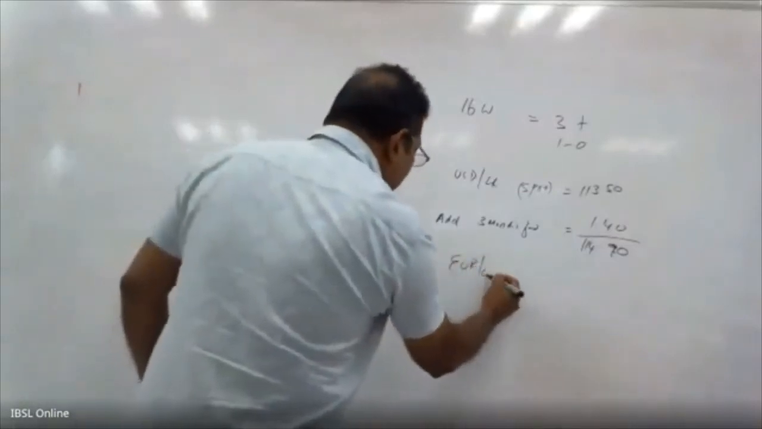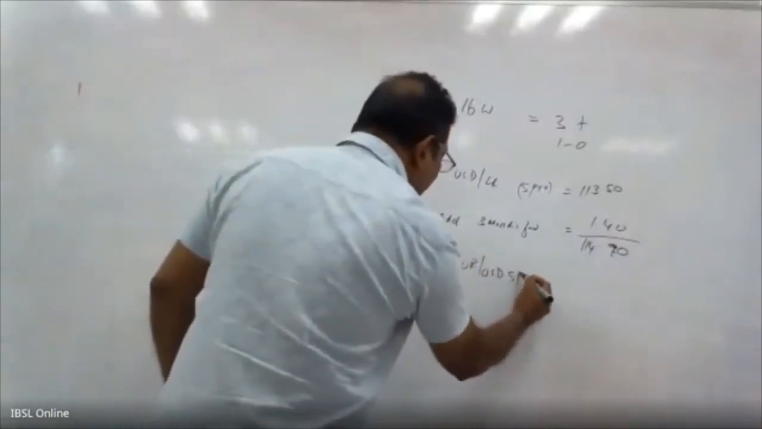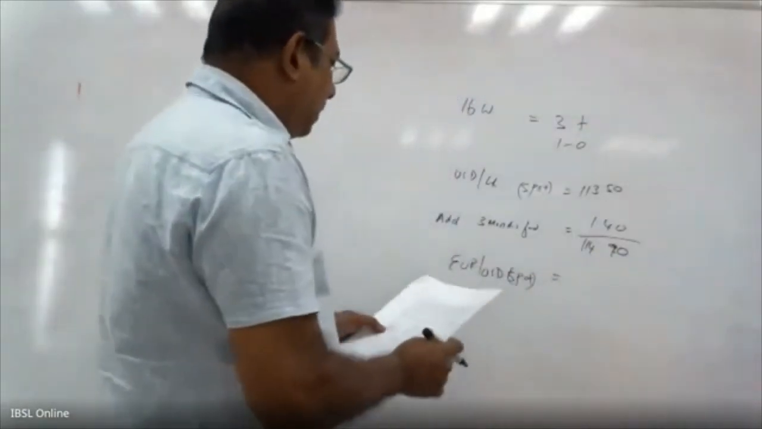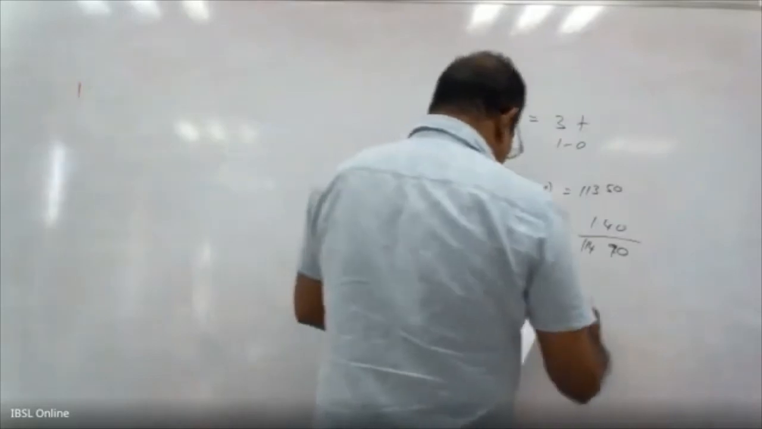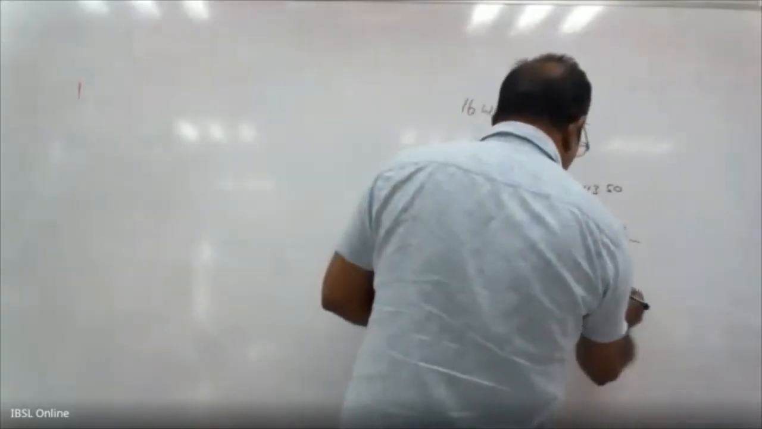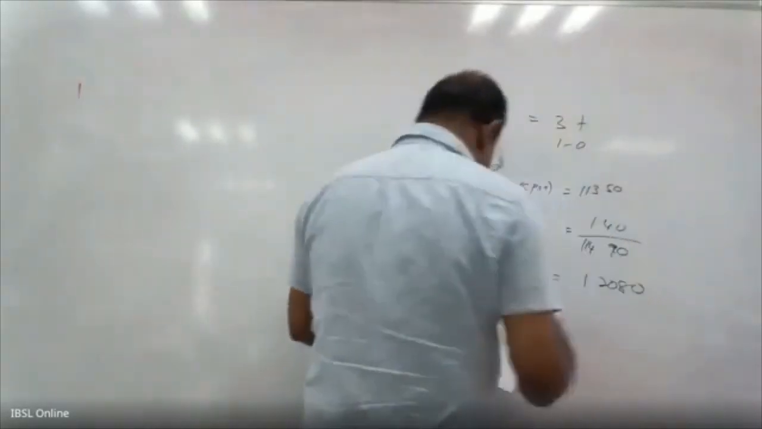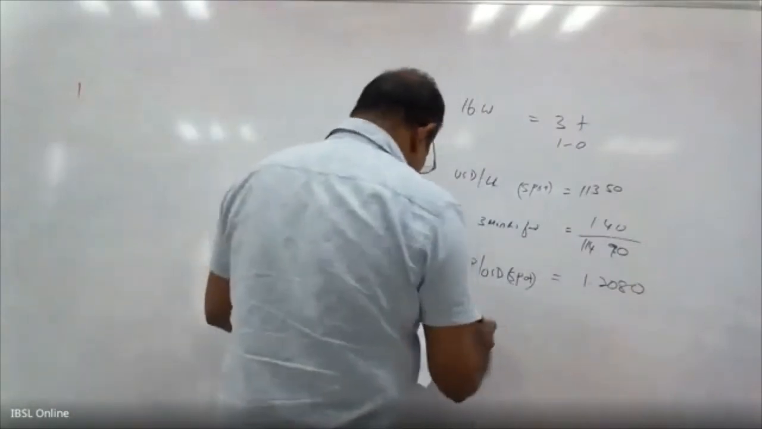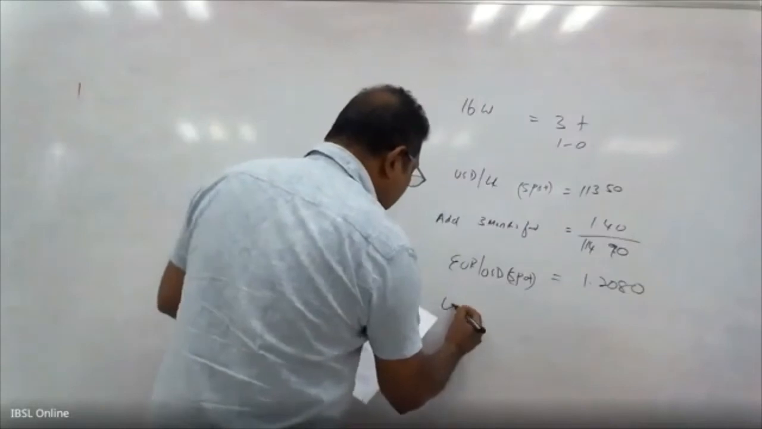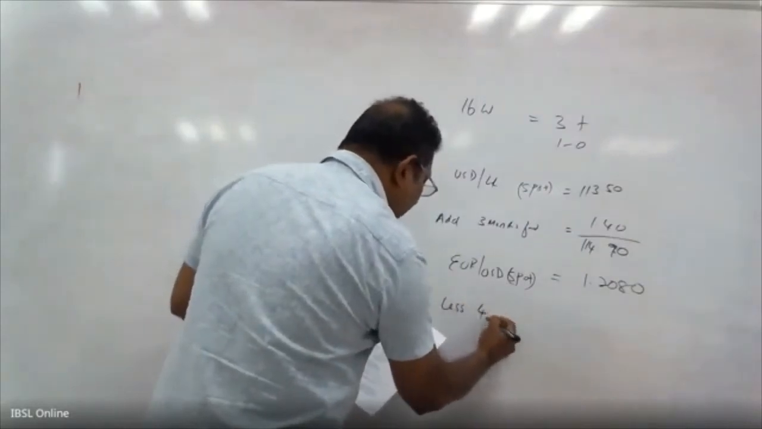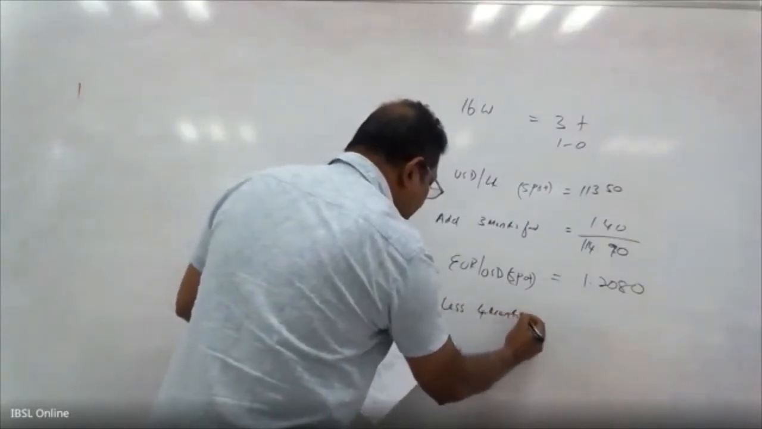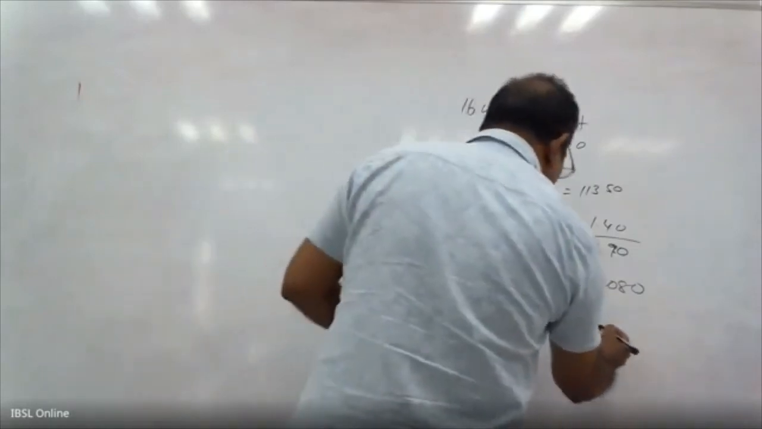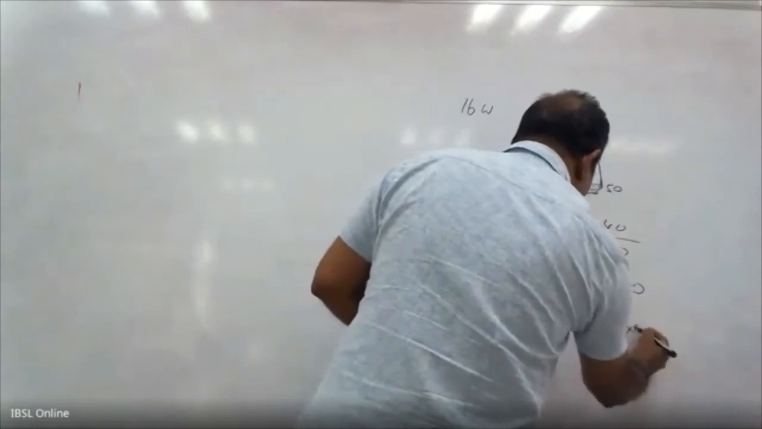You are to USD spot, 1.2080. So we have 3 months. I will say this 4 months forward. This 4 months forward, 0044.